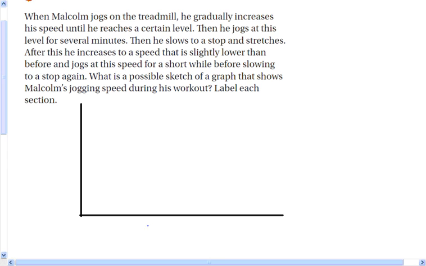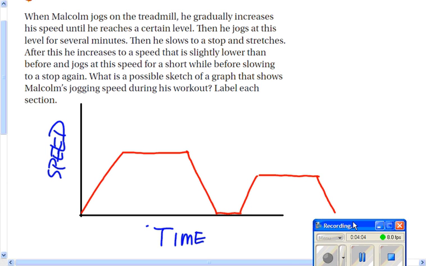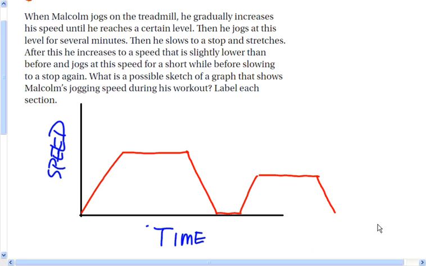Label each section. So we're going to put his speed on the y-axis, and then time during his workout on the x-axis, and we're going to try and draw a line to match the situation. All right, here's my graph. I think this part here represents where he is gradually increasing to a certain speed, so getting up to speed.